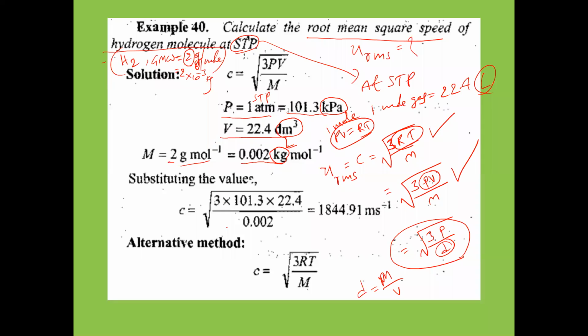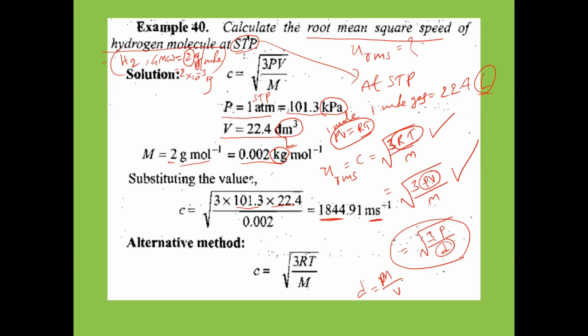Okay. Substituting these values in this formula, under root 3PV by M, we got 1844.9 meter per second. Okay, so it is the SI unit we got. We substituted all in SI, that's why we got meter per second.